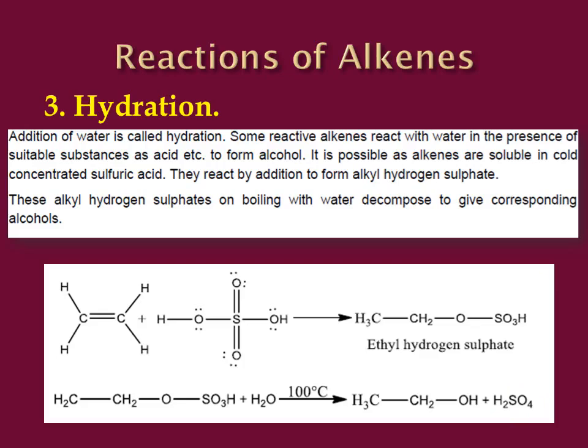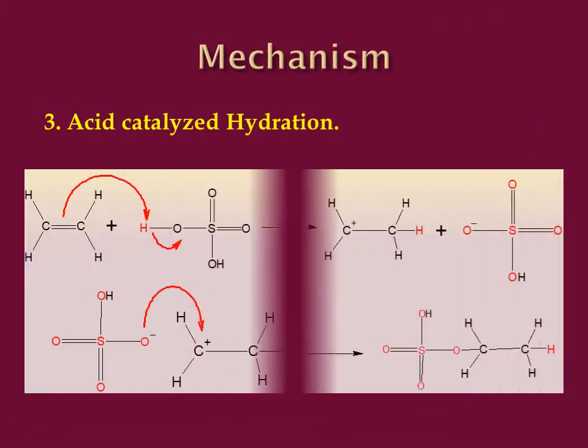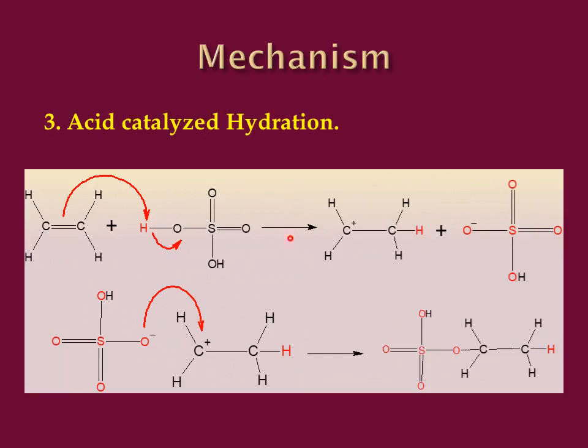Students, let us look into the detailed mechanism of this acid catalyzed hydration. You can see that the alkene over here is going to abstract the proton from the sulfuric acid. Why is it so? Because you know that the pi bond of alkenes acts as a nucleophile and acids donate their protons. So this pi bond is going to break down and abstract this proton.